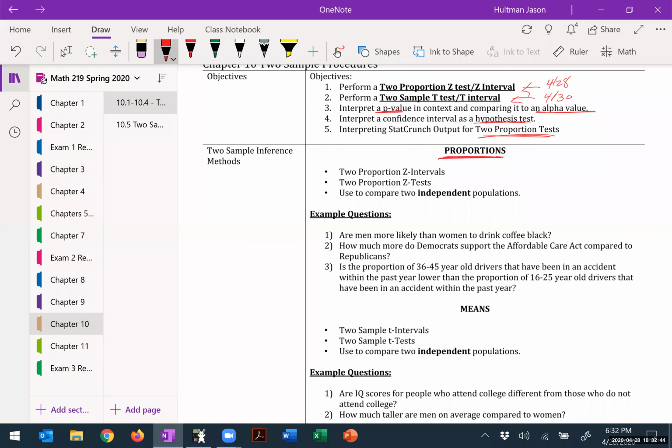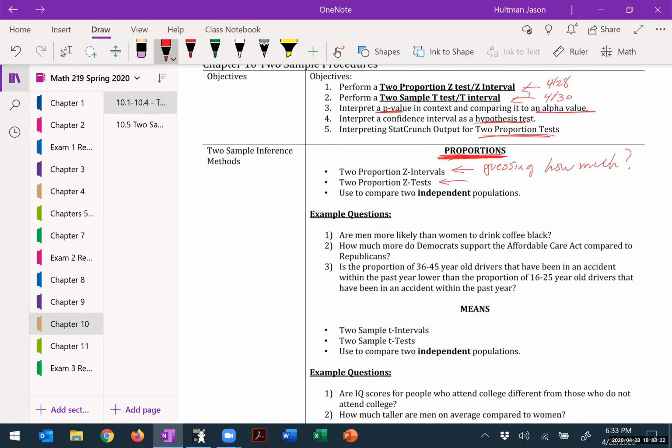Let's talk about proportions today. We want a 2-proportion z interval, or a 2-proportion z test. When are we going to use the proportion z interval, and when are we going to use the proportion z test? We use a z interval when we're guessing how much. We're trying to guess something about the proportion, and we're trying to close in on that interval.